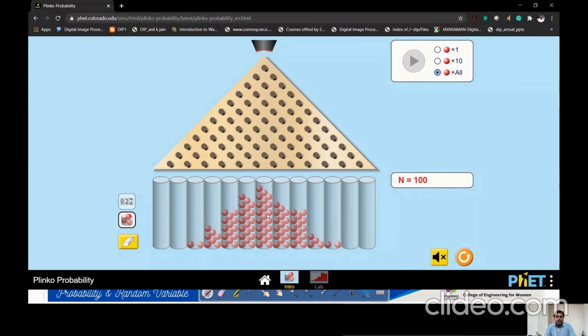Okay, it is 100. Now, you can see that in this first vessel, what is the number of balls count? Zero, sir. Second, zero. Third, two. Fourth, seven. Right?